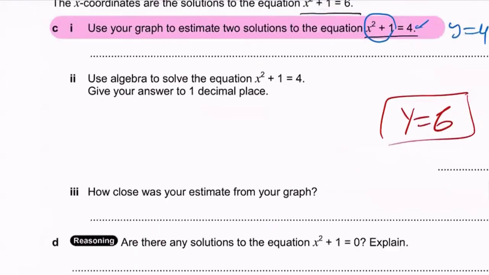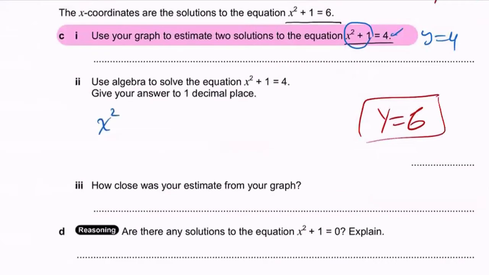So how to solve it algebraically? You write x squared plus 1 equals 4. Shift 1 to the other side, so x squared equals 4 minus 1, which is 3. So x equals square root of 3, right? If you take the square root of both sides.